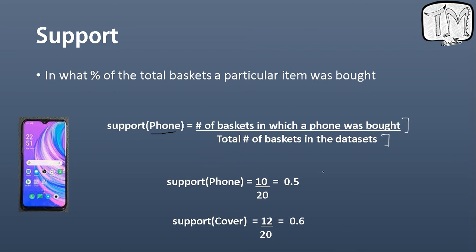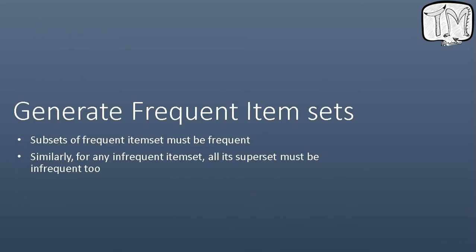Also, if our denominator is the same when we are calculating the support for all the items, we can directly write it as 10, and we can write this as 12. Since the denominator is the same for all of them, it is the same if we compare these items with one another. So that is what support is.